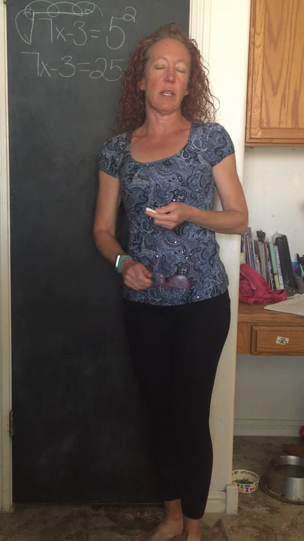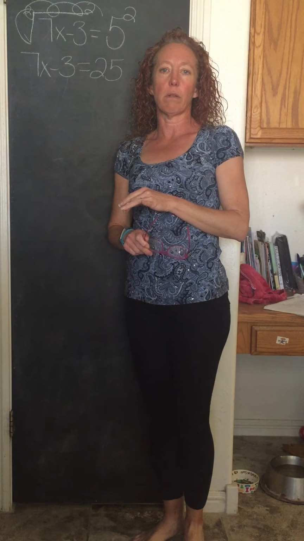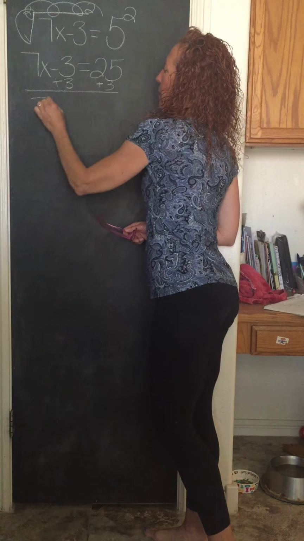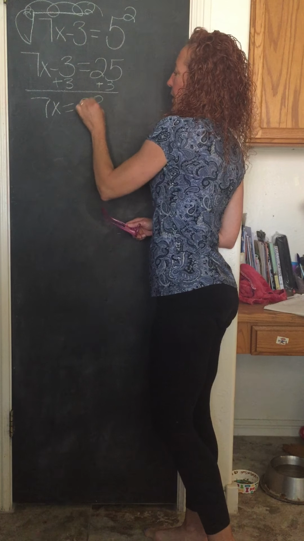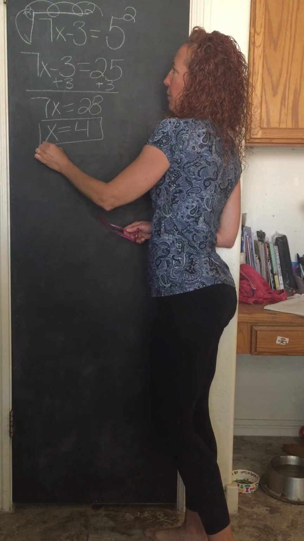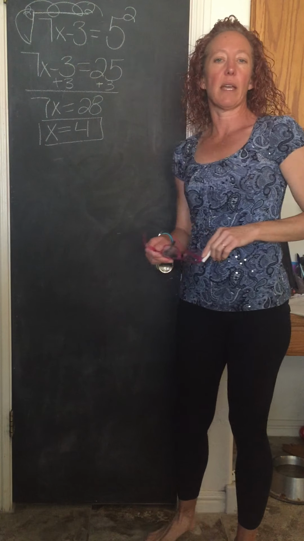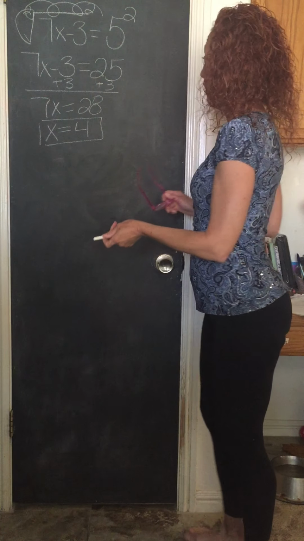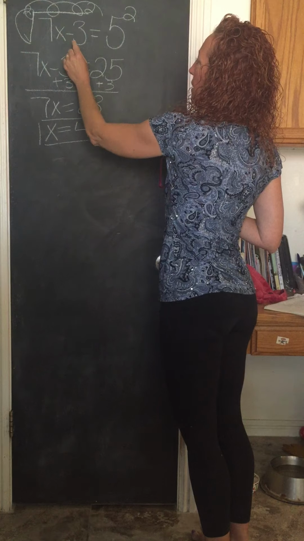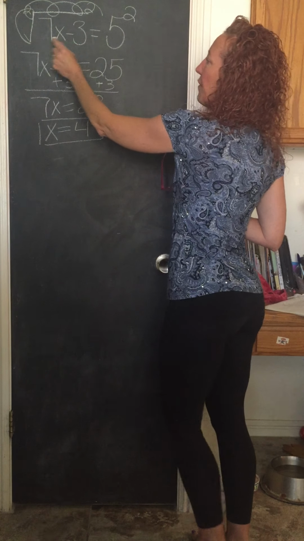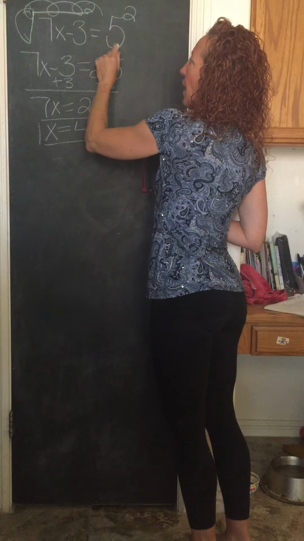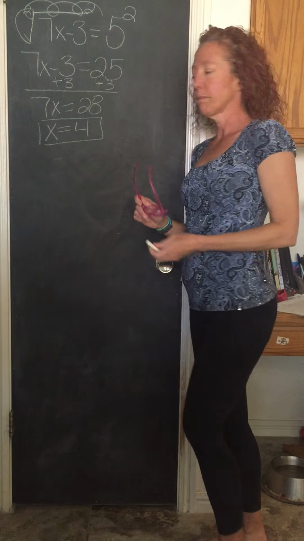And notice right here by step 2, there's no more radical. So just solve as normal. Add the 3. 7x equals 28. Divide by 7. And x equals 4. Come back up here and check our work. So if x is 4, 4 times 7 is 28, take away 3 is 25, the square root of 25 is 5, and so 5 equals 5, and we're done.